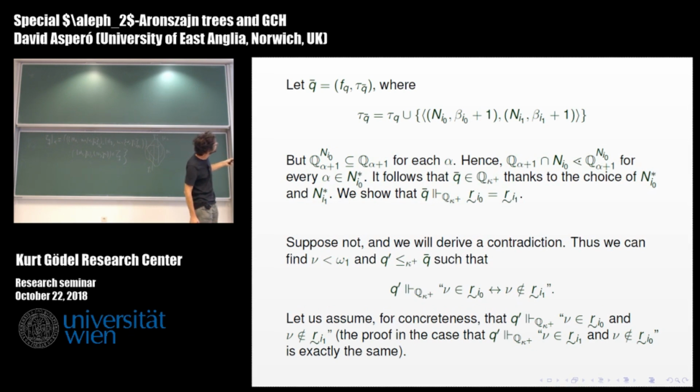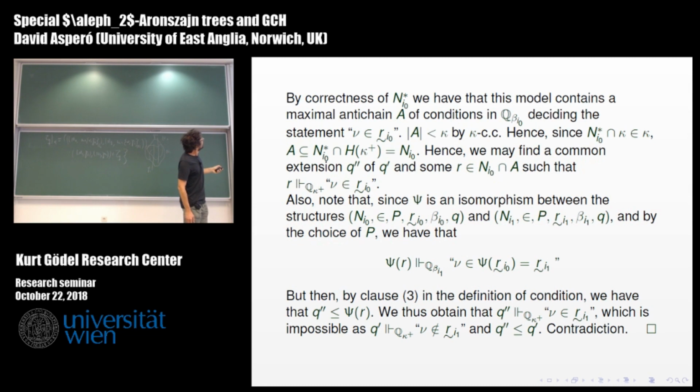So that means that Q alpha plus 1 section ni0 is a complete suborder of this funny forcing that I defined for every alpha. So it follows that Q bar is a legal condition. It's a condition thanks to the choice of this ni1 being a projection of ni0. And now I show that this extension shows that these two names are the same. So why is that? Well, suppose not, and then you get the contradiction. So suppose you find some nu and a Q prime extending this one that forces that nu is in Ri0 and not in Ri1.